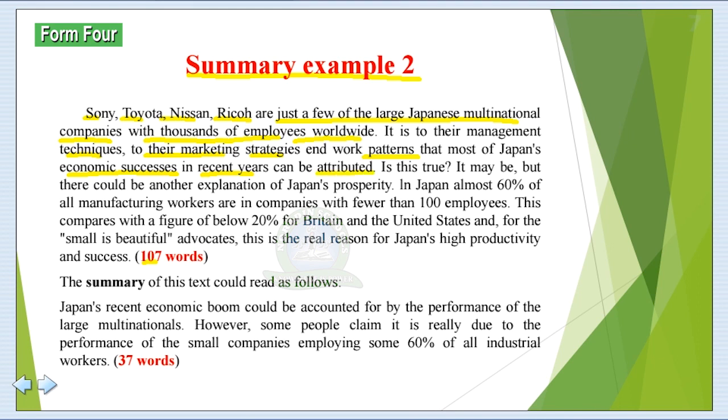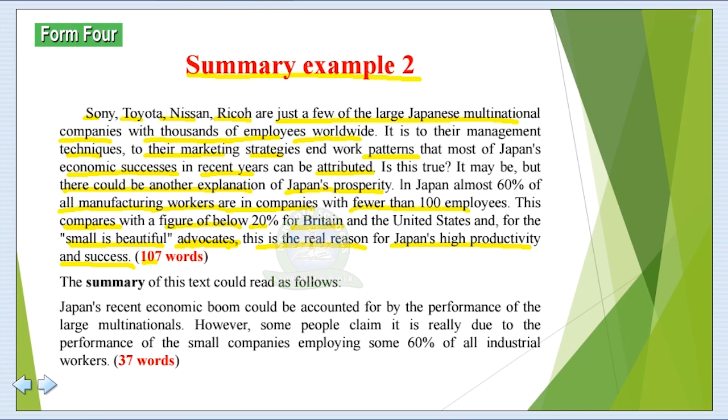Is this true? It may be, but there could be another explanation of Japanese prosperity. In Japan, almost 60% of all manufacturing workers are in companies with fewer than 100 employees. This compares with a figure of below 20% for Britain and the United States. Small is beautiful, and this is the real reason for Japanese high productivity and success.